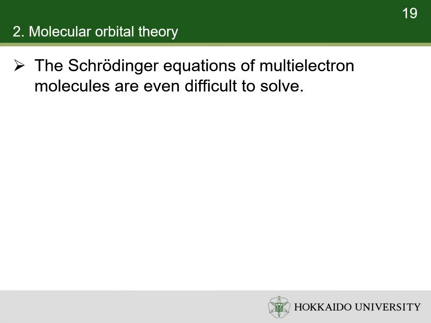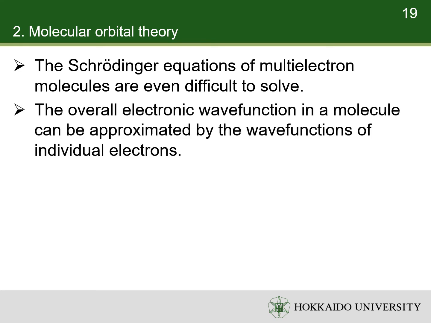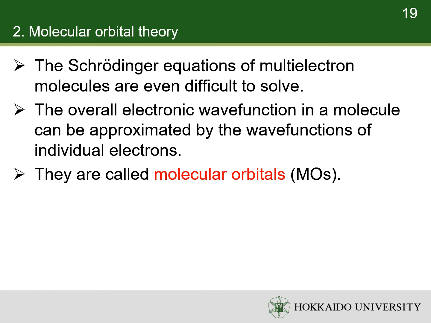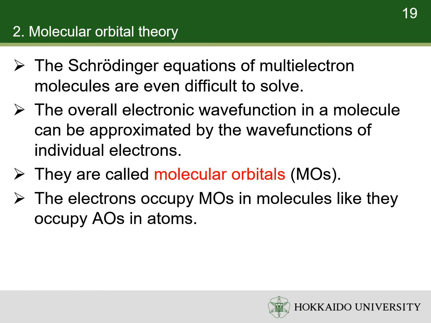The Schrödinger equation of multi-electron molecules is even more difficult to solve. Like in atoms, the overall electronic wave function in a molecule can be approximated by the wave functions of individual electrons. The wave functions of individual electrons are called molecular orbitals. The electrons occupy molecular orbitals in molecules, like they occupy atomic orbitals in atoms.